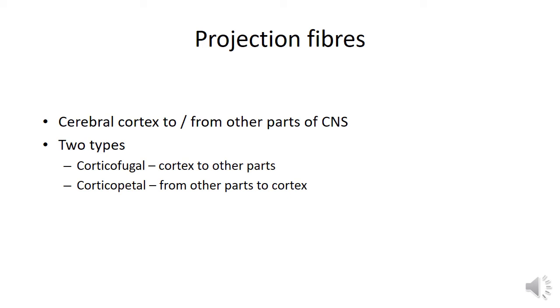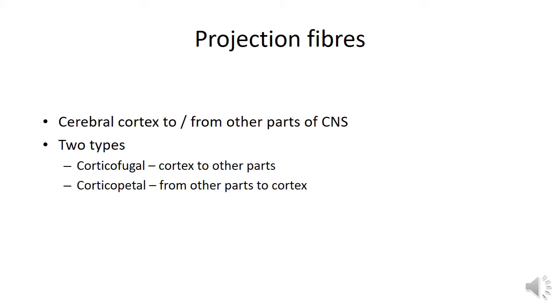The third type of white matter is the projection fibers. The projection fibers refers to fibers connecting the cerebral cortex to other parts of CNS or the other parts of CNS to the cerebral cortex. They run from cortex to the other lower parts of CNS and from other lower parts of CNS to the cortex. There are two subtypes, the corticofugal and corticopetal.